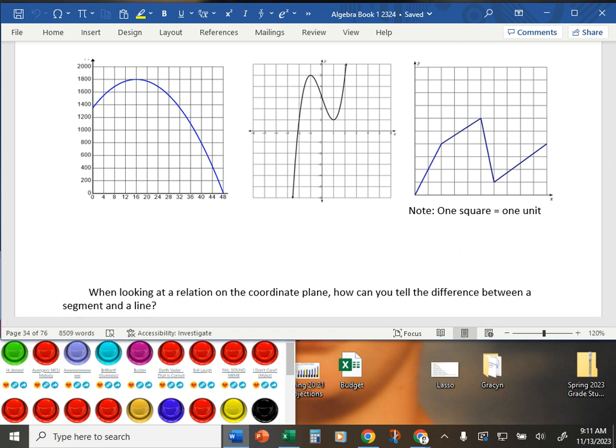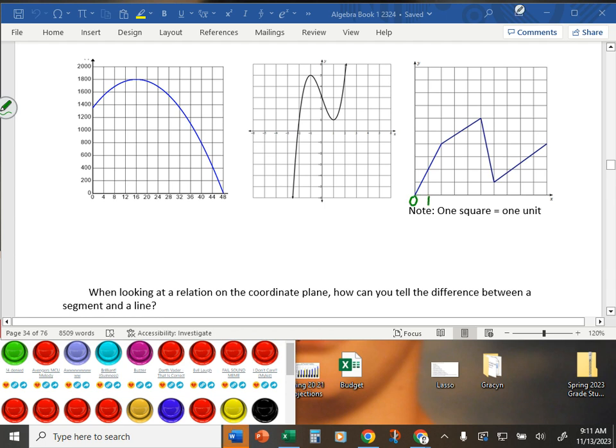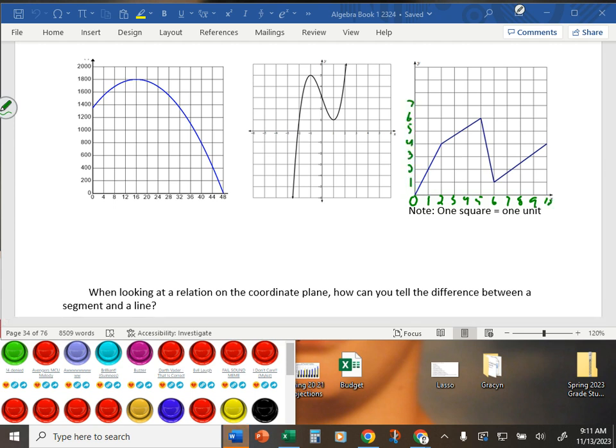This one doesn't have the coordinate plane grid on it. It says 1 square equals 1 unit. So it starts here at 0, then 1, 2, 3, 4, 5, 6, 7, 8, 9, and 10. And same thing up the y-axis here. So you kind of have to write your own numbers in, but I think you can handle it. You're smart. Okay.